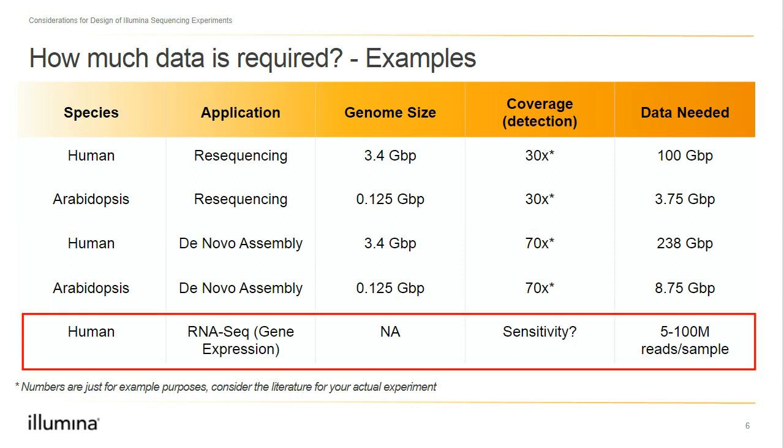Finally, let's think about RNA-seq or gene expression experiments. Let's again consider humans as our species. Since our goal is to analyze transcript expression, the genome size is not really taken into account, and the coverage will depend on the sensitivity you are looking to obtain. However, we can say we'll need somewhere between 5 to 100 million reads per sample for this example.